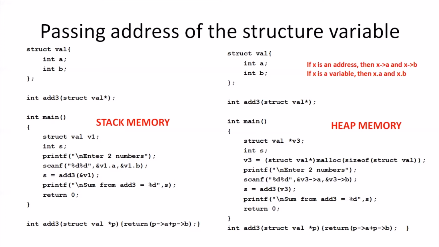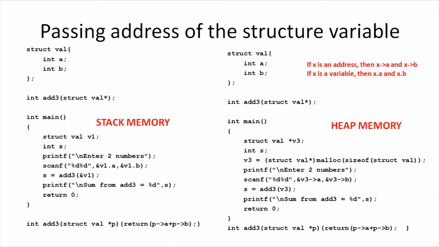Then we take two values as input from the user and we store them in the members a and b of the variable v1. Next, when we call the function add3, note that here add3 has been declared as int add3(struct val *). That means this function add3 is capable of taking the address of a variable of struct val type. So when we call the function add3 from the main function, in the first case we pass the address of the variable v1. In the function add3, note that we access the individual member variables of the structure val using the address p.